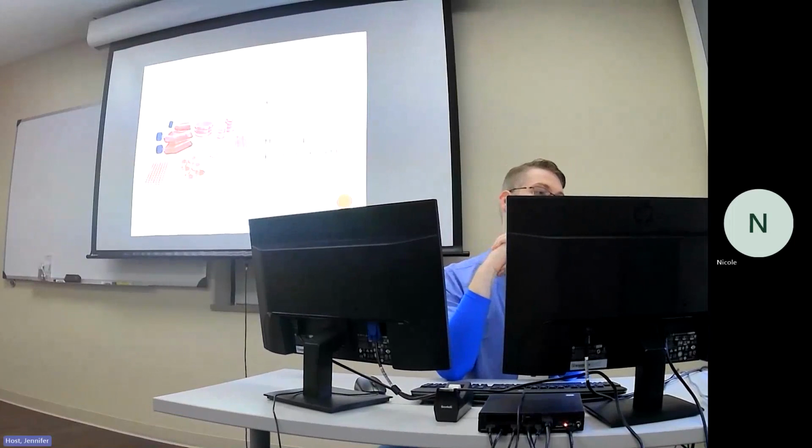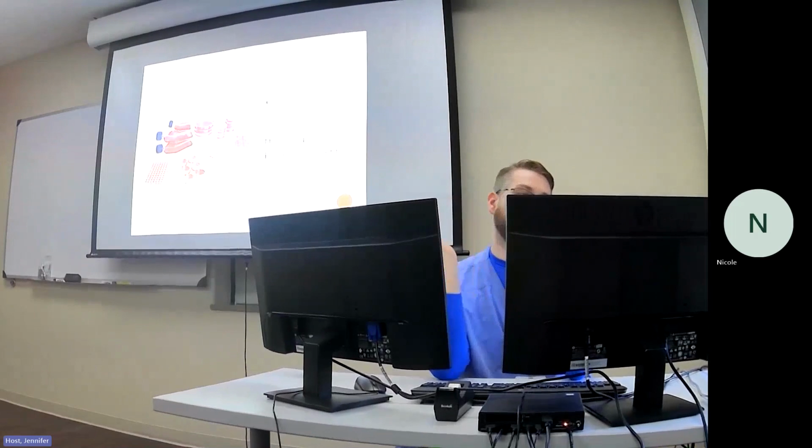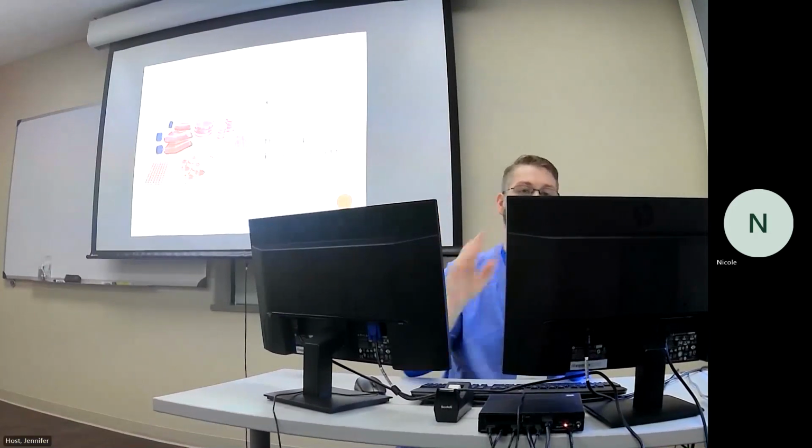So containers, these are our flasks that I had mentioned. They can be glass, plastic, they can be shell vials, they can be dilution plates. There's a whole bunch of different things they could be.